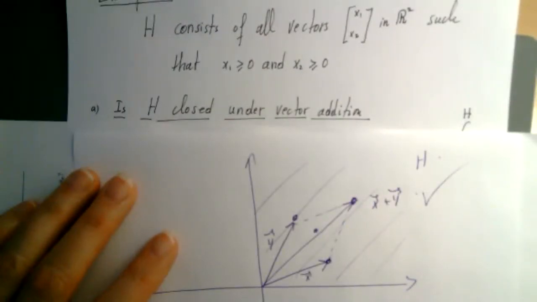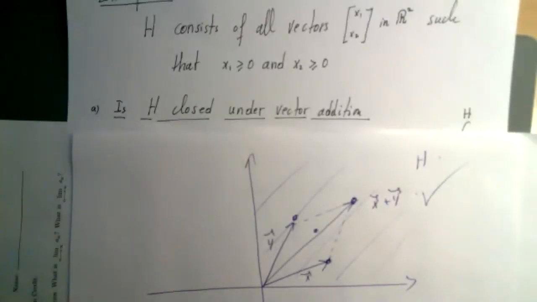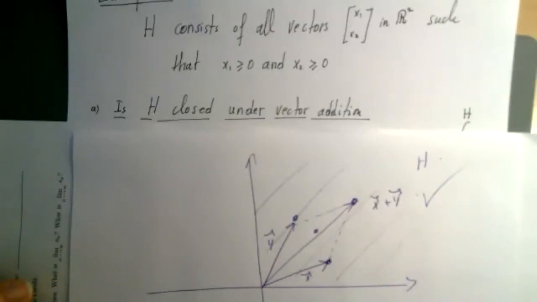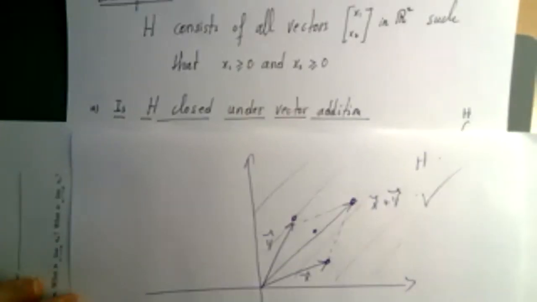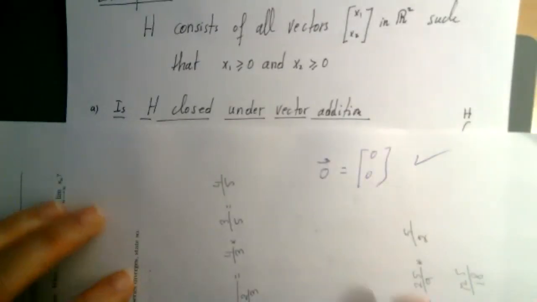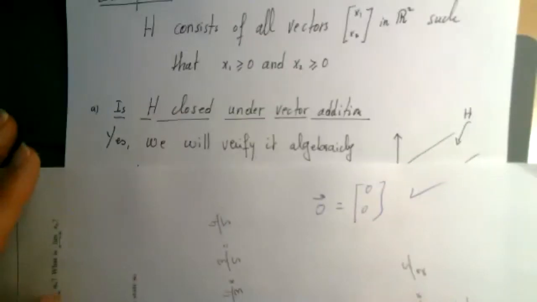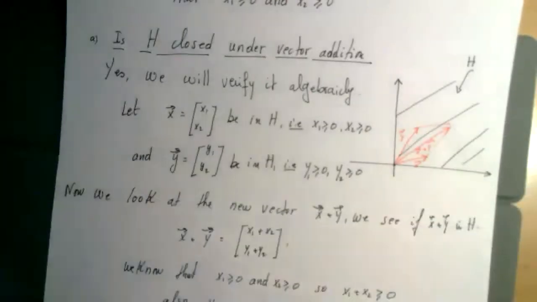But now how can we do it algebraically? Because sometimes, if I'm in R3, my geometry actually is not great. In R4, I'm out of it. So the question is, how can I algebraically show that this is really in H? This is a little bit new to you, but it's not hard. So here we will verify it algebraically.